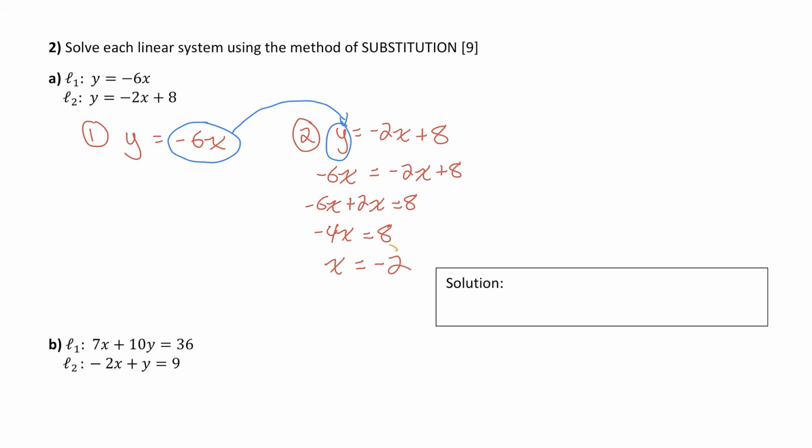I can now take that answer I got for x and replace the x in equation 1 with negative 2. I know the equations are equal to each other when x is negative 2. Let's now calculate the y value when x is negative 2. So I get y equals negative 6 times negative 2, which is 12. So I know the solution to the system is the point negative 2, 12, which I could write the answer as x equals negative 2, y equals 12.